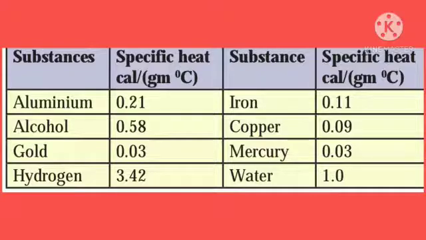First one, aluminium. It is 0.21 calorie per gram degree Celsius. Alcohol 0.58, gold 0.03, hydrogen 3.42, iron 0.11, copper 0.09, mercury 0.03 and water is 1.0. That is all, the specific heats of substances in calorie per gram degree Celsius.